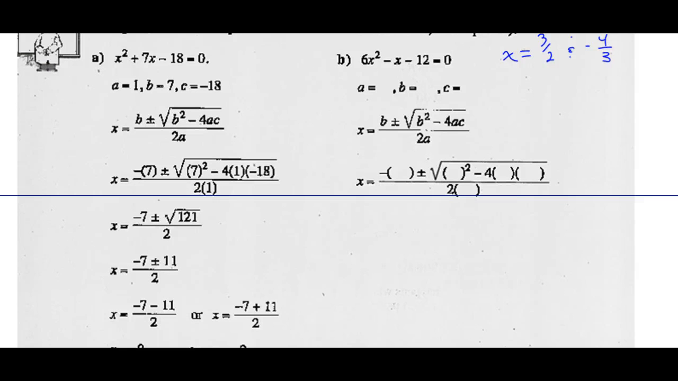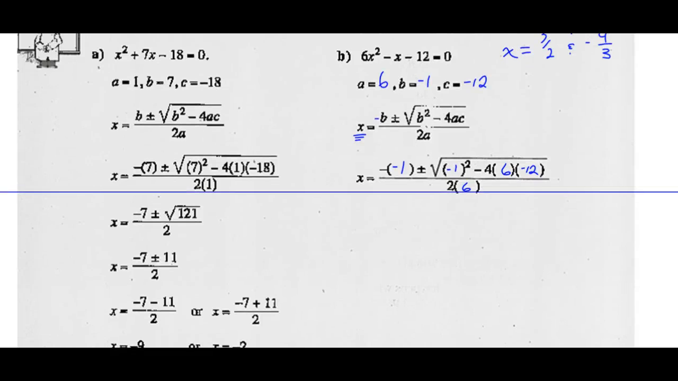Given this equation, a is the coefficient of the x squared term, so 6. b is the coefficient of the x term, so that's negative 1. And c is the constant term, that's negative 12. So we just have to plug these into this quadratic formula, and they'll give us the values for x that satisfy the equation. So negative b, the negative of negative 1, plus or minus the square root of b squared minus 4 times a times c, all over 2a. So we just substitute those values in and simplify that expression now.